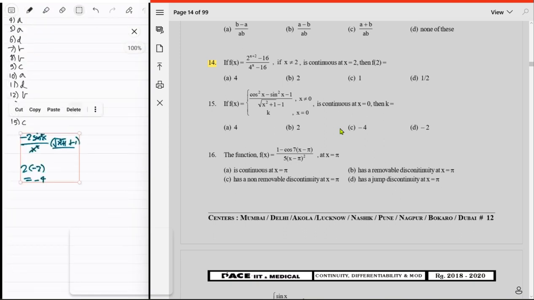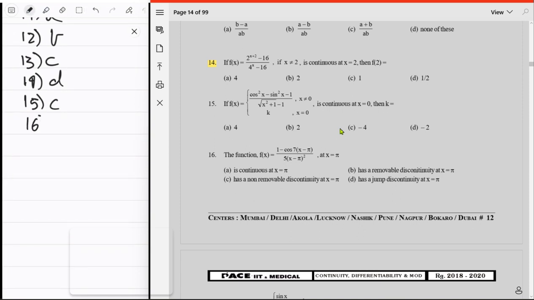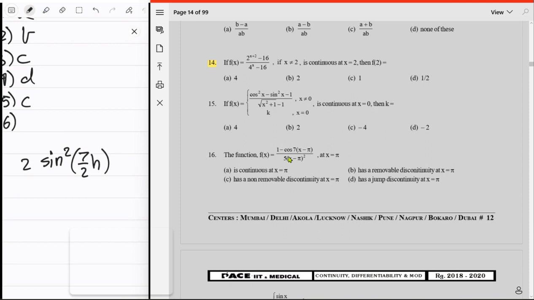16th. If this function is... okay, fine. So 1 minus cosine of 7, then you got x minus pi upon 5 times of x minus pi squared. So it's like 2 sine squared of 7 upon 2 times whatever this thing is. Call this thing h. Not this thing squared, just upon 5h squared, right?